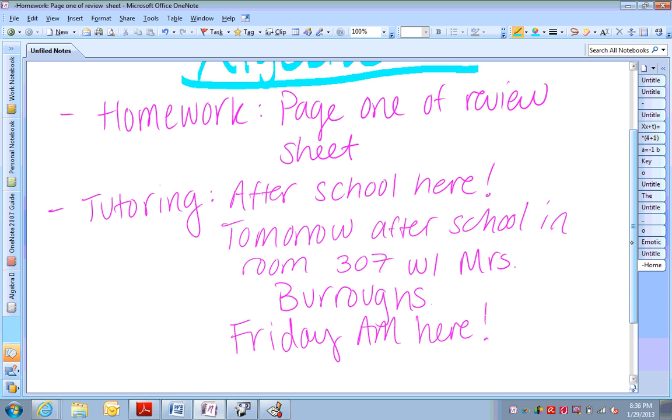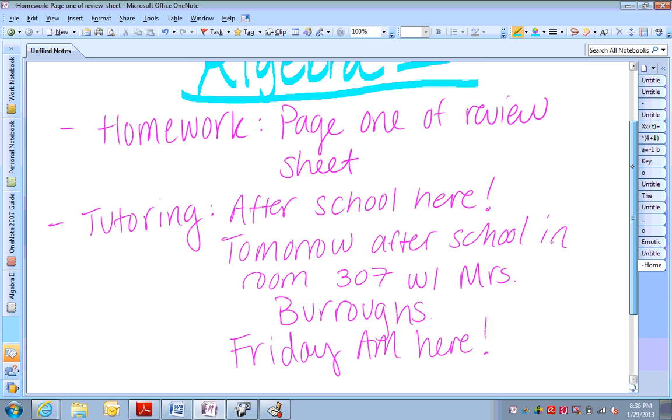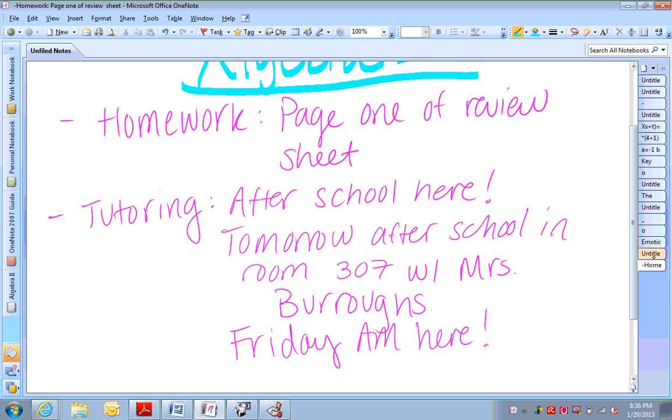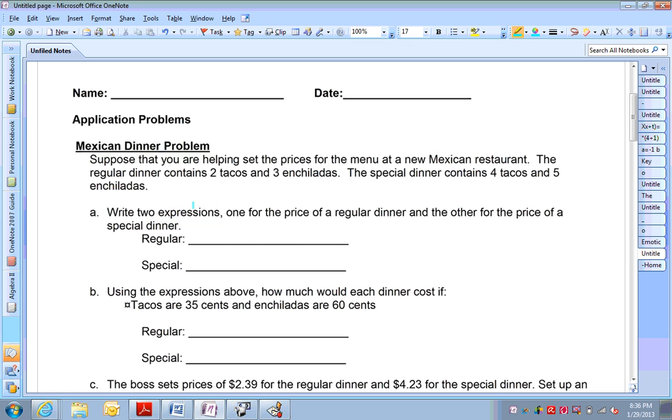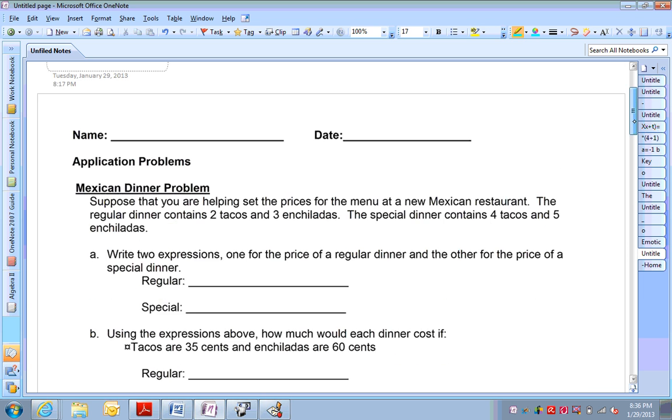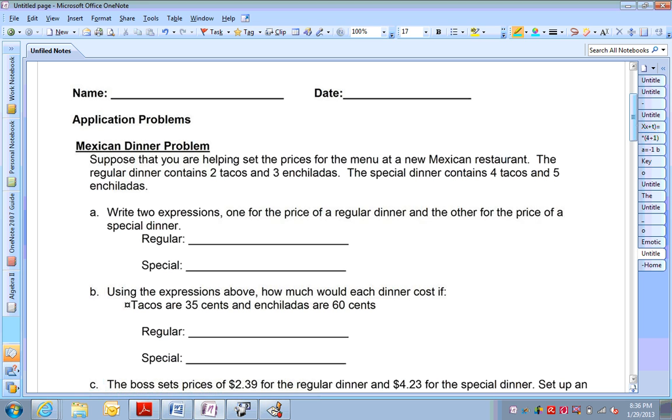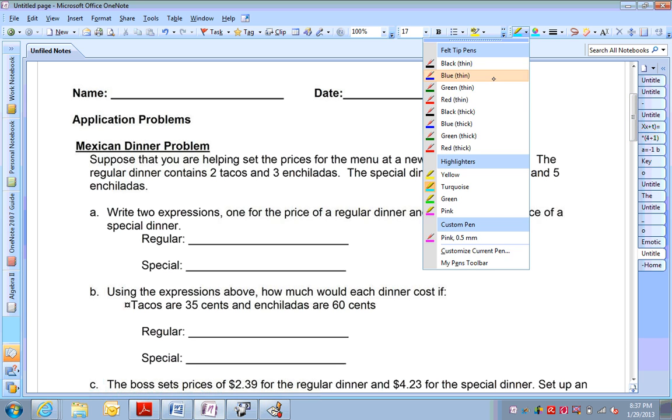Now, you should have a calculator for today's assignment, so if you don't have one, go ahead and go to the back and grab your assigned calculator because we'll be using it. Alright, so let's get started. Okay, so if you notice, we are working application problems, and we're going to be solving systems of equations in these application problems. So, our job is to come up with a system of equations and then solve it.